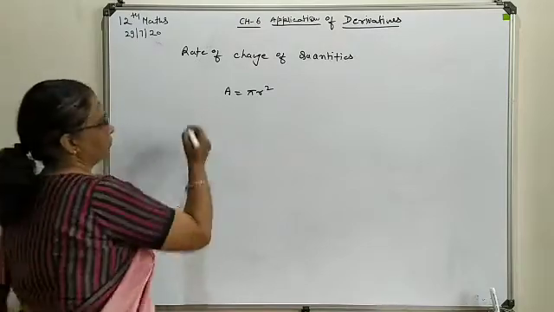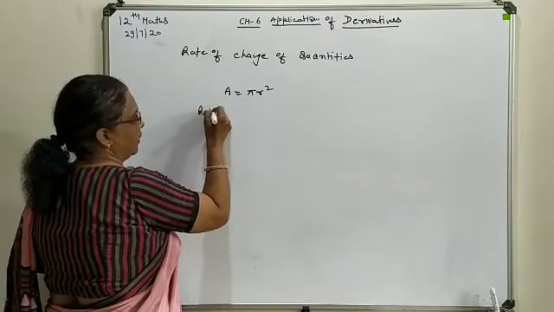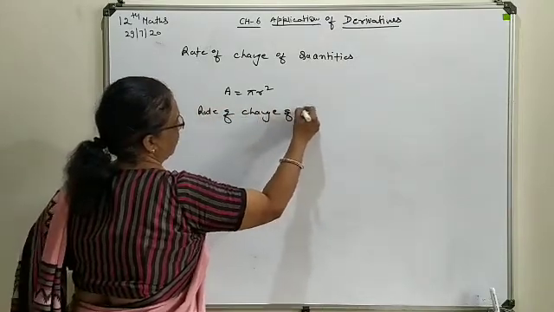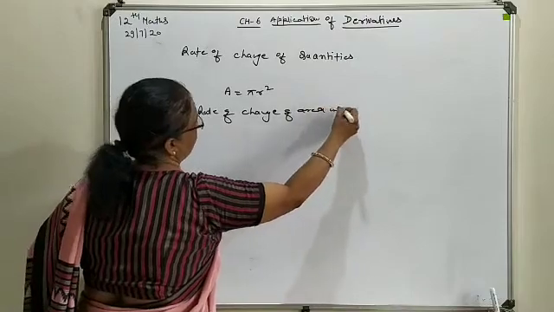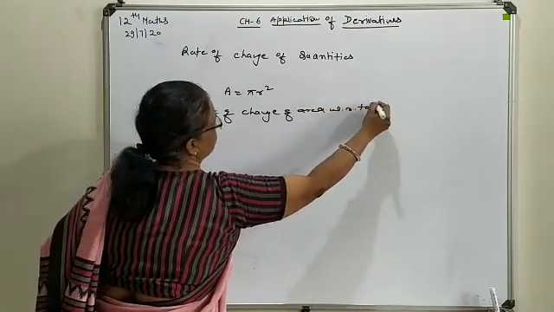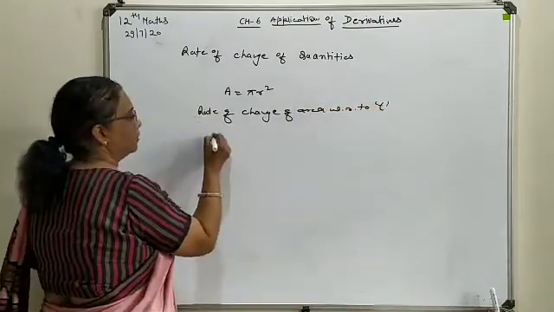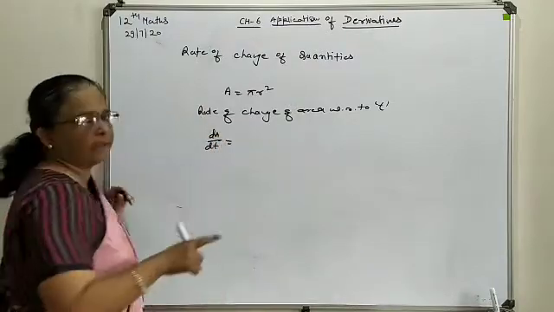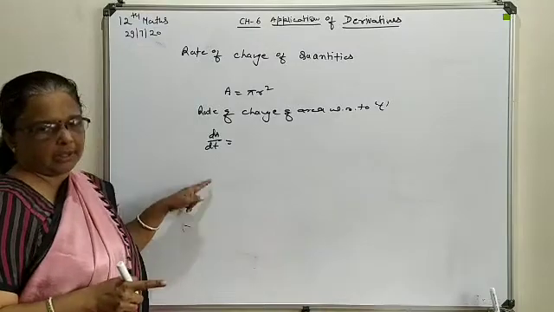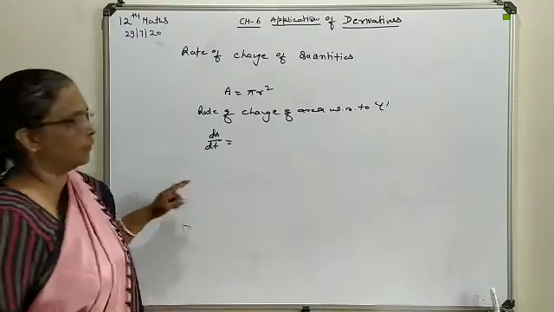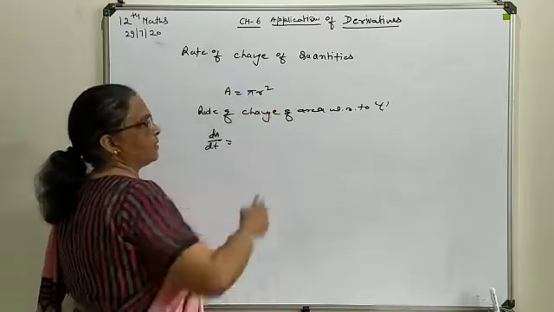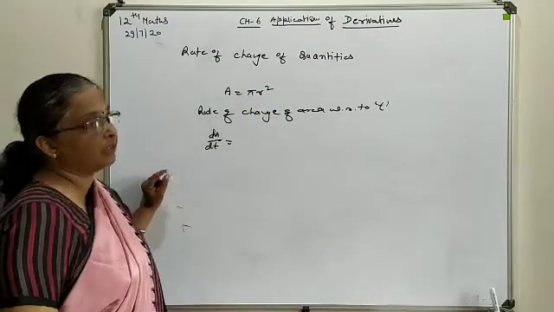So here, rate of change of area with respect to time. Here it will be dA by dt. To write the rate of change, we will require the derivative of the function. Now here the radius is a variable parameter, so this radius we are going to differentiate with respect to time.